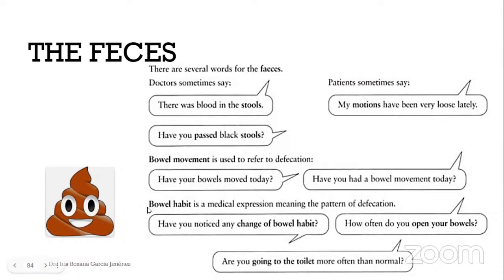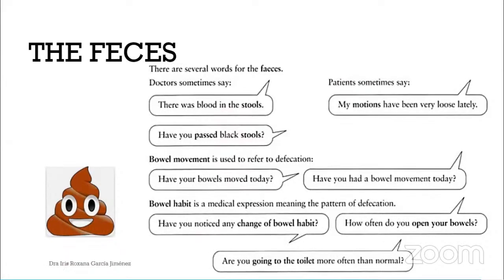About the bowel habit, the medical expression means the pattern of defecation, very important. Have you noticed any change in your bowel habit? Have you ever noticed changes in the feces, in the structure of your feces? Or how often do you open your bowels? How often do you go to the bath? How often do you leave feces, okay?